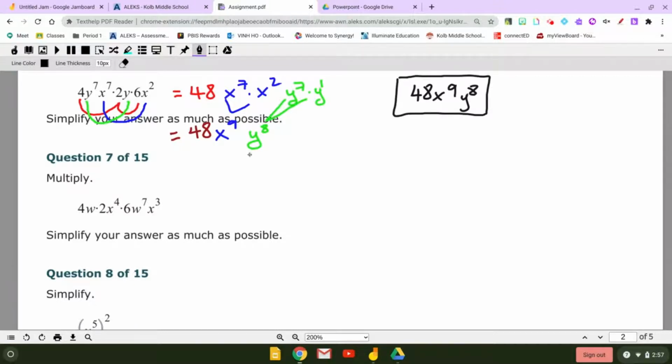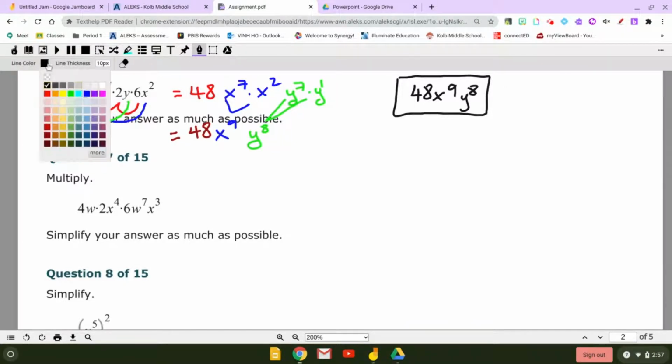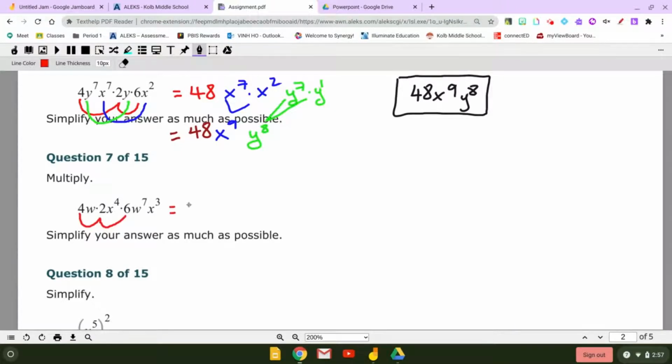That's it. All right, number 7. If you're not clear on number 6, slow down on number 7. Make sure you pause the video if you need to. So first, multiplying the numbers. 4 times 2 is 8, times 6 is 48. Coincidentally, it's the same thing, 48.